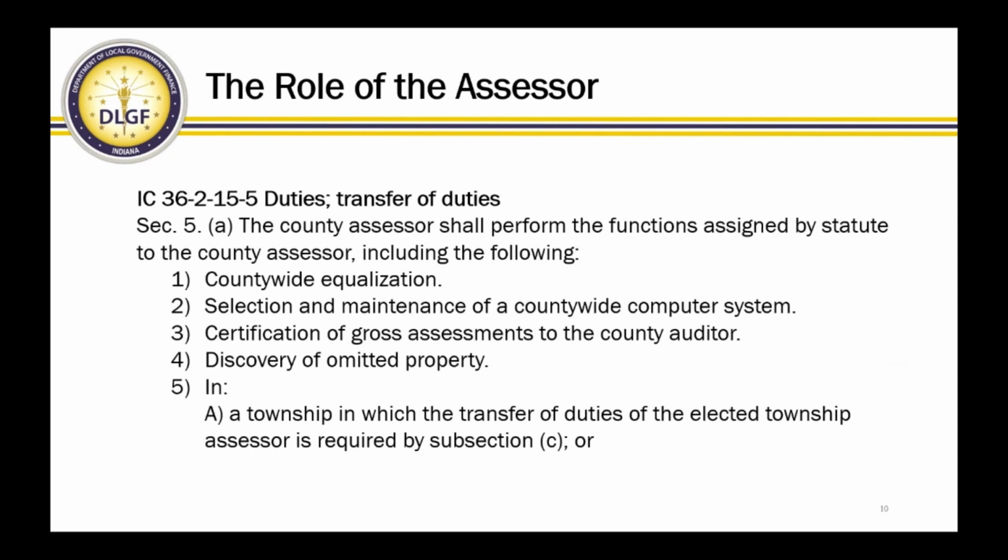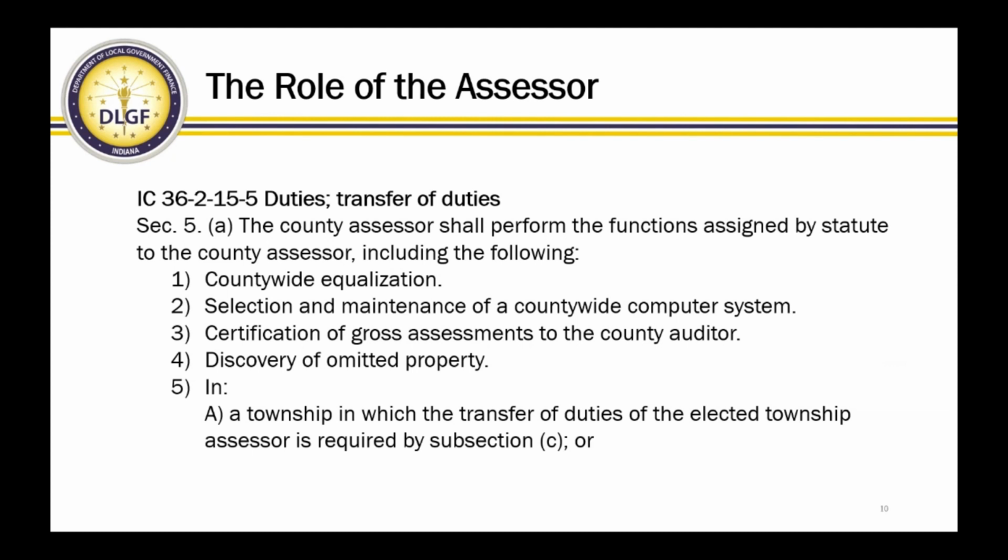Another duty or responsibility is the discovery of omitted property, and that could be personal property if you're aware of a business personal property filer who has either not filed a return or maybe did not include all the property. The assessor can go after the omitted property, or there may be some situations with real property where something may not have been picked up, say like a pole barn or a shed or something like that.